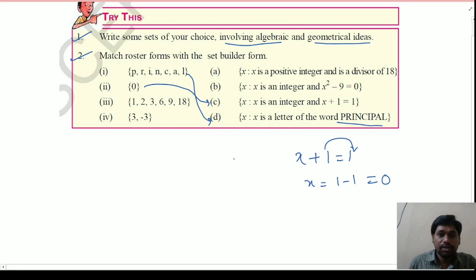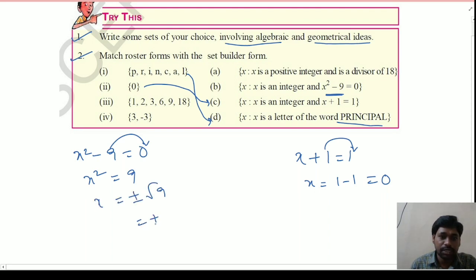Next, there is another expression you can see on the RHS side. x square minus 9 is equal to 0. Transfer this 9, then x square is equal to 9. x is nothing but plus or minus square root of 9, and the square root of 9 is 3. So x has plus 3 comma minus 3. So this belongs to the fourth one.